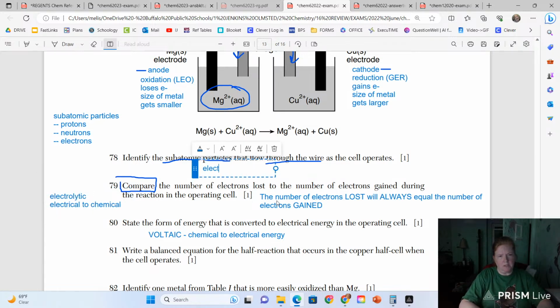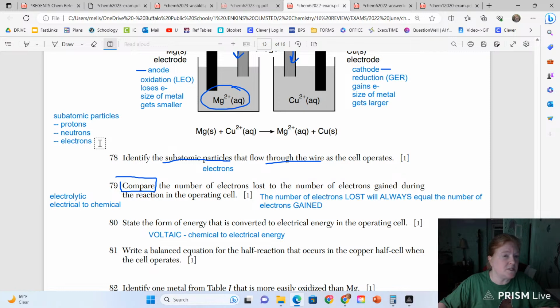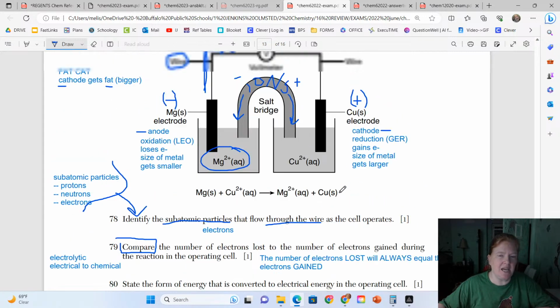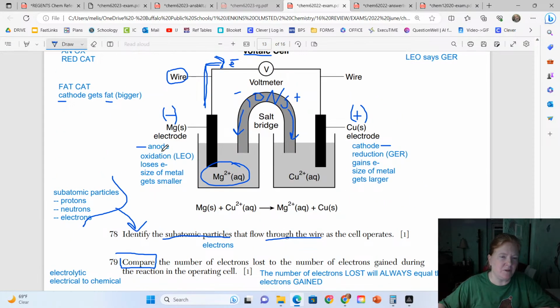78, I'll type it in here, was electrons. So for subatomic particles, it's one of these or more than one is the answer. So for 78, it is electrons. Yes, so if it keeps losing electrons, it's a skinny cat. It just doesn't work with anode as well. So fat cat, I usually show a picture of a fat cat that's super cute as a reminder that the cathode gets bigger. Okay.